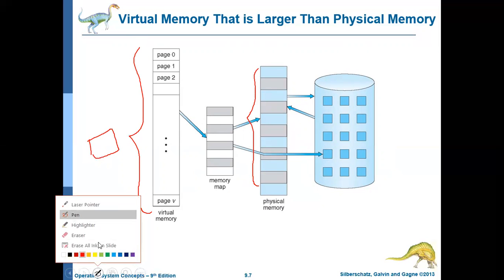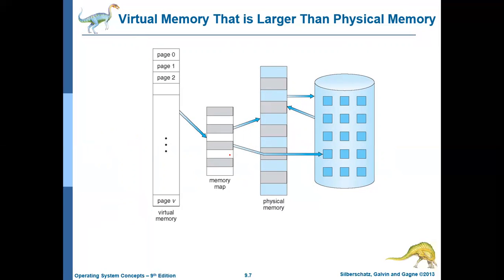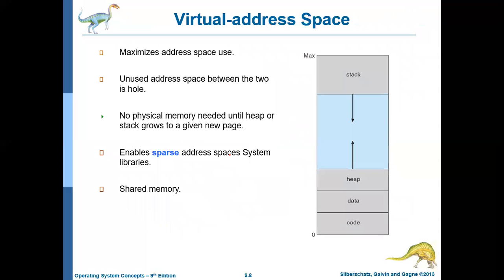And the programmer need not worry about how much memory is actually available, or how much memory should be allocated. All these things the programmer can ignore. He can assume as if we have a very huge amount of memory, and he can just concentrate on his code, on his part. And then it is the job of the memory management unit to map the actual virtual address to the physical address.